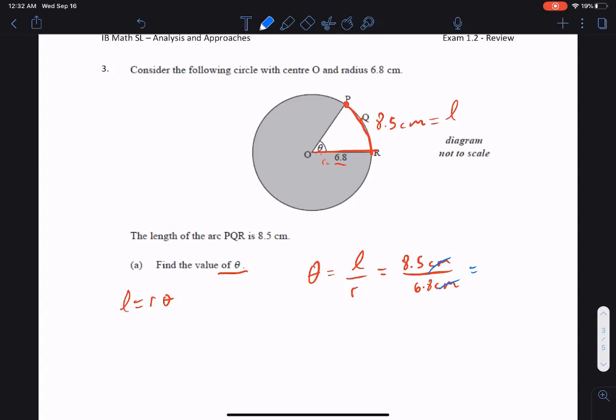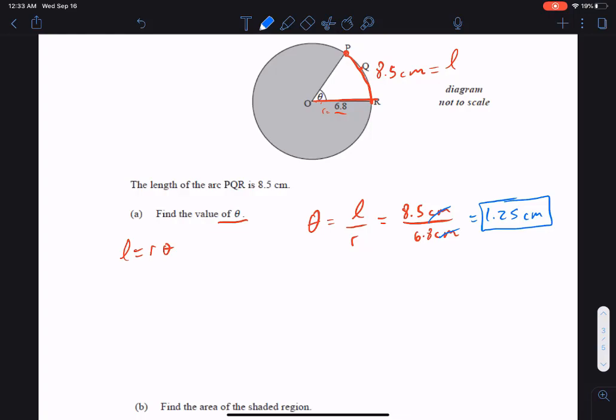So remember, when you're dealing with circles, the angles are in radians. And if they're not in radians when they give you the problem, you must convert them to radians, because this relationship is literally the definition of a radian, okay? So this is 8.5 divided by 6.8. This is going to be 1.25 when you divide that. Okay, so that'll be your answer for that question.